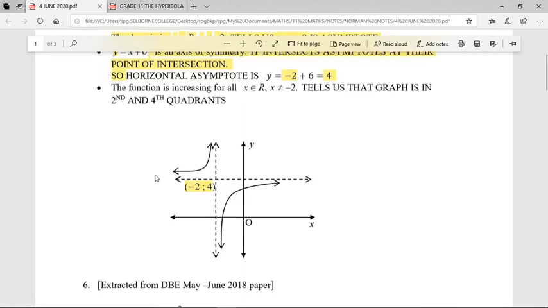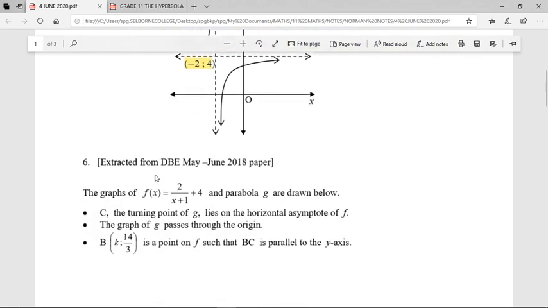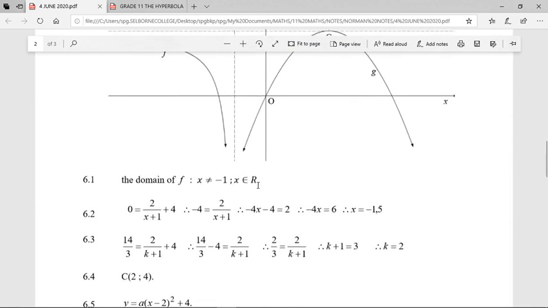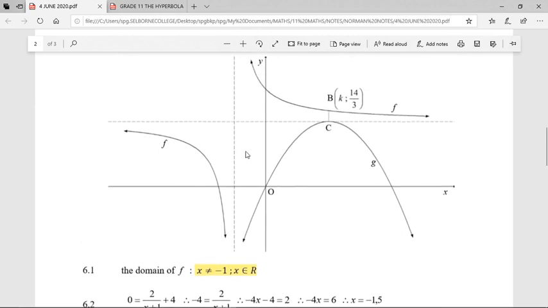So if we go look at our answer here, the domain will therefore be x is an element of the real numbers, but x cannot equal negative 1. That vertical dotted line there, the hyperbola will never feature at that dotted line. It's an asymptote. So all the other x values work.